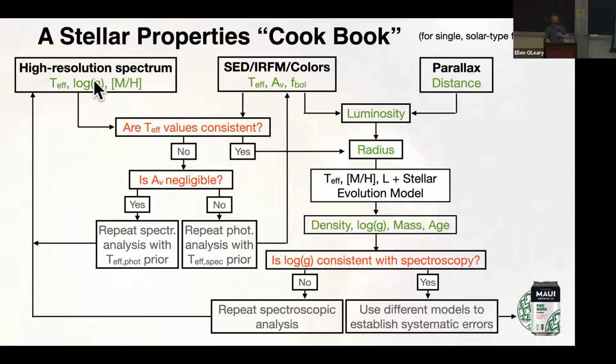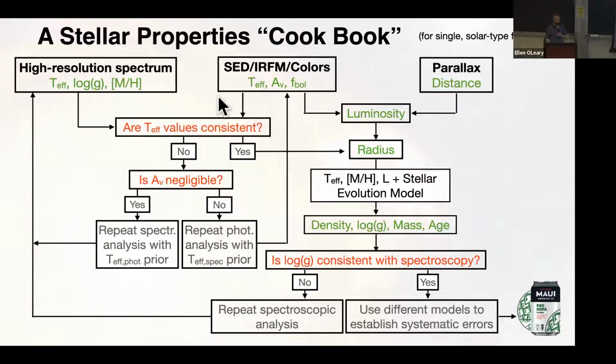So basically, for most stars, you will have a high resolution spectrum. You will have some spectral energy distribution, photometry, and you will have a parallax. And so that gives you a temperature, log G, a metallicity. The photometry gives you a temperature, an extinction, and a bolometric flux. And the parallax, of course, gives you a distance.